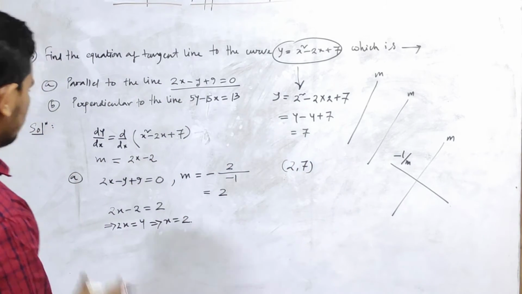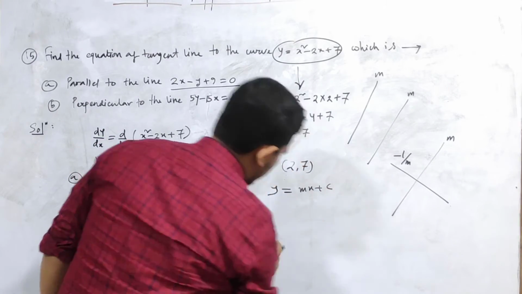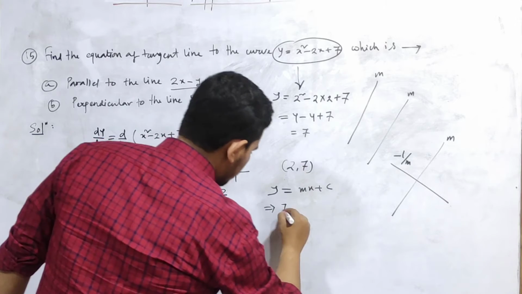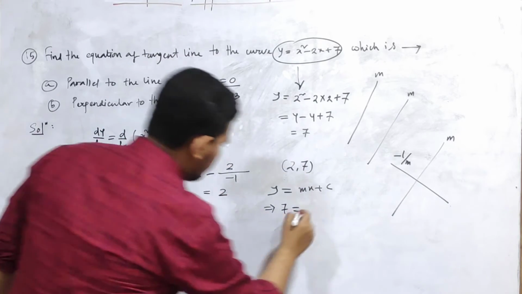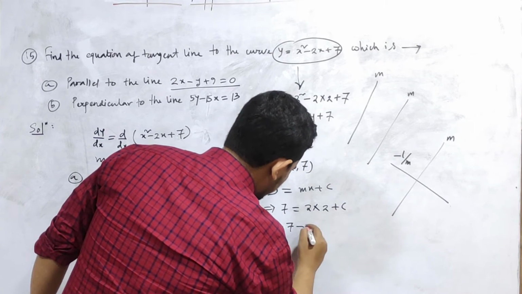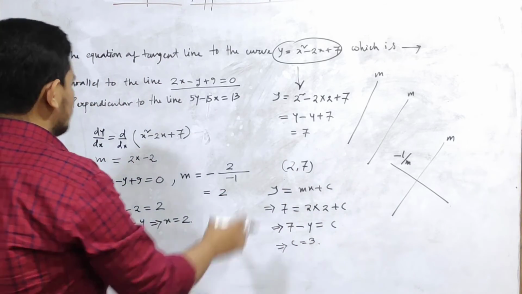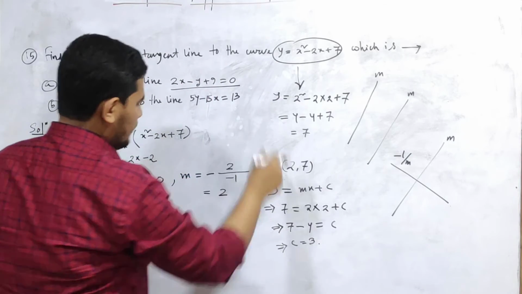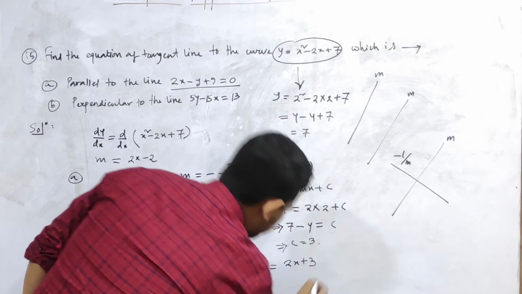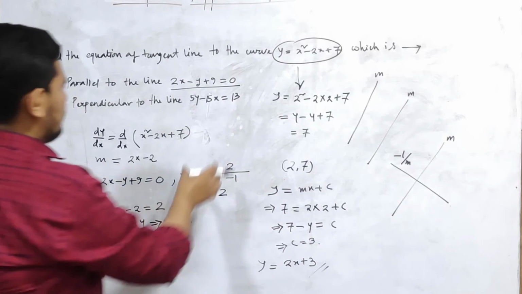Now to determine the equation of the line, all you need to do is write this equation and find the value of c. Here the y value is 7, the slope we determined to be 2, x is 2, and this is c. So 7, if I take it to the left, this is c. So the value of c is 3. The equation of the tangent line, which is parallel to this line, is going to have this form: y equals twice x plus 3, and this is the answer. This is how I can find the first problem.